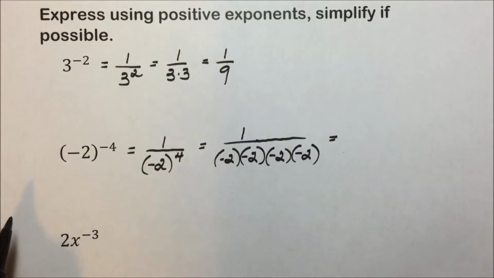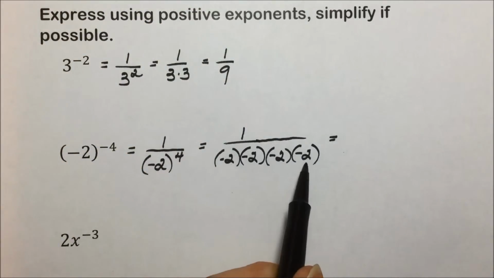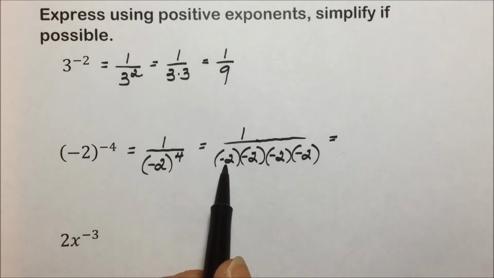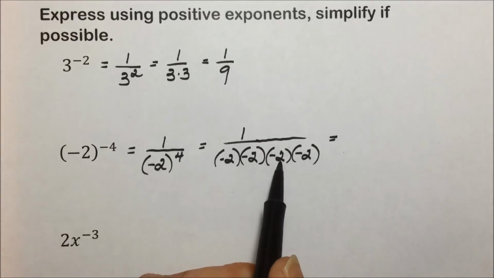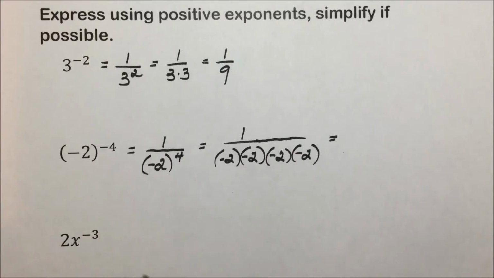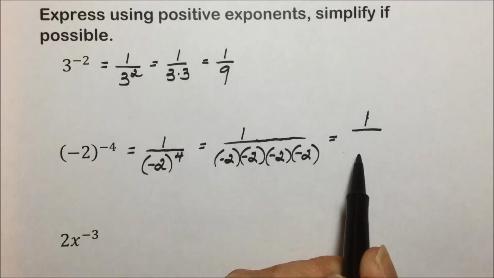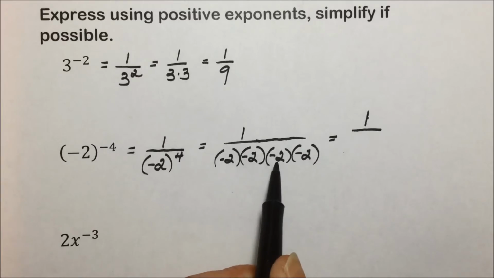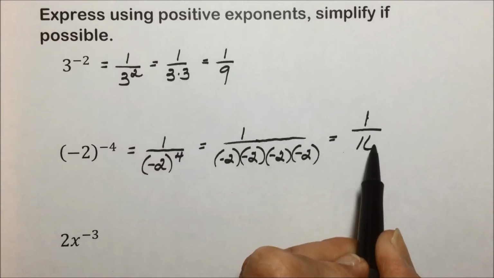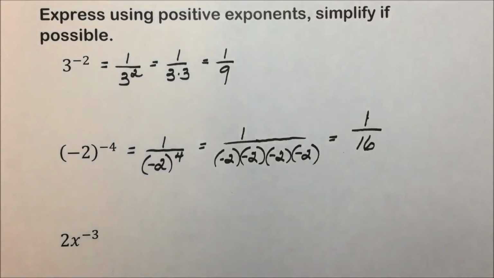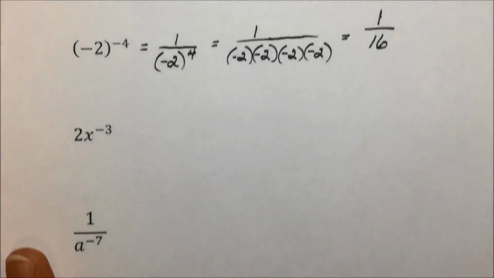We have a series of an even number of negatives multiplied together, which is positive. A negative times a negative is positive, times a negative would be a negative, but that 4th negative turns it into positive. And 2 to the 4th power: 2 times 2 is 4, times 2 is 8, times 2 is a result of 16. So our final answer is 1/16 for this problem.